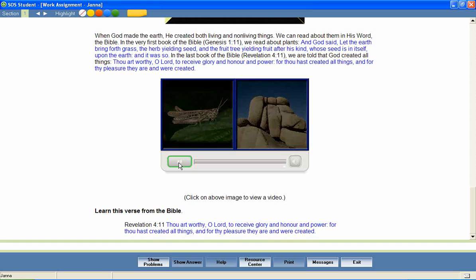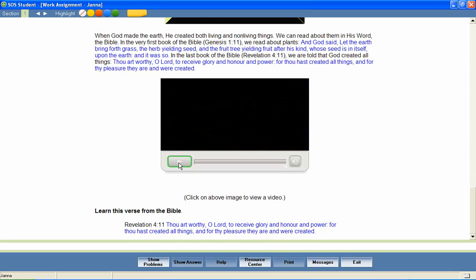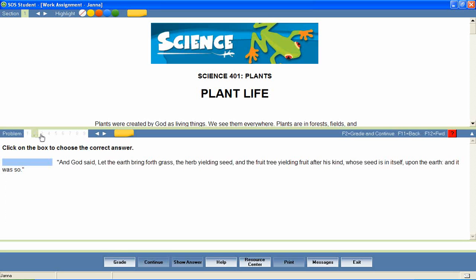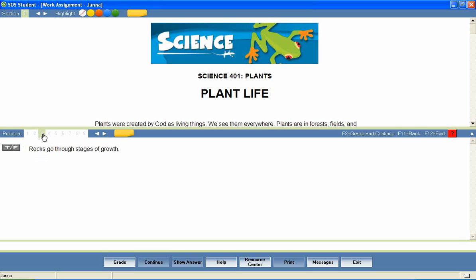At the end of the lesson, the student is presented with a series of questions that provide a review of lesson content. Questions are presented in a variety of formats, including matching, fill in the blank, true and false, multiple select, click and place, essay, and many more.